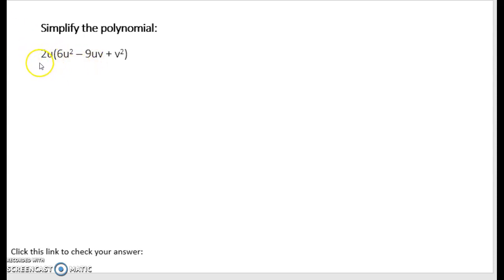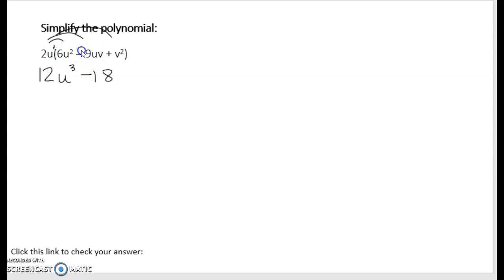When I have a term outside of the parentheses like I do here, I need to distribute this term into each of the parentheses. Now I do need to remember that there is a 1 right here as this exponent. So when I go 2u to the first times 6u to the second, 2 times 6 gives me a 12. And for the u's, I need to add those exponents, and a 1 plus a 2 gives me a 3. Now 2 times a negative 9 will give me a negative 18.